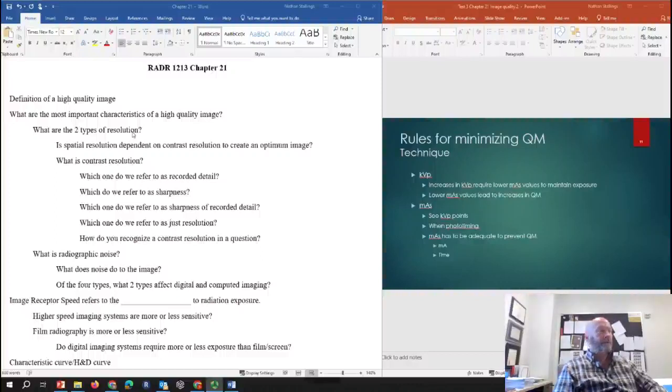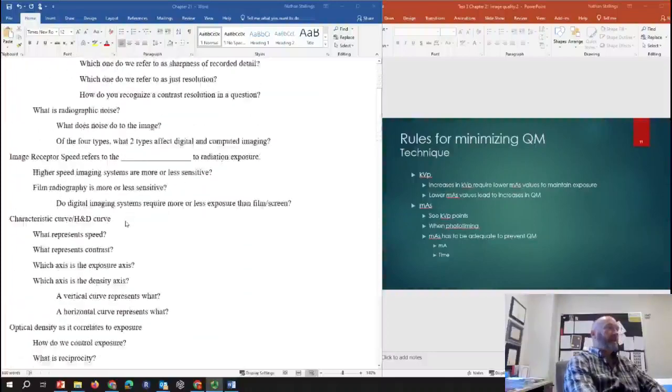So if contrast is not in the question, and you see words like recorded detail, sharpness of recorded detail, or resolution all by itself without contrast being a portion of that, then what you're looking at are things that are controlled with your geometric factors. That is your sharpness of recorded detail, your spatial resolution.